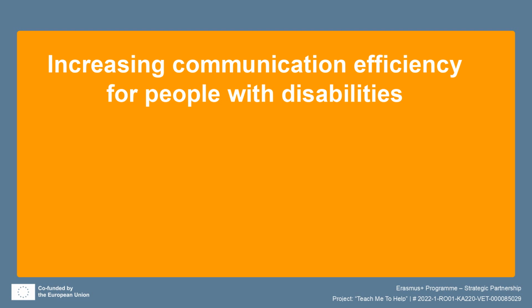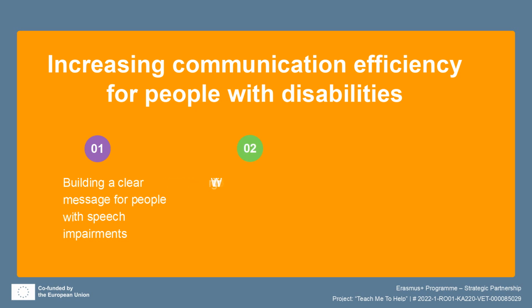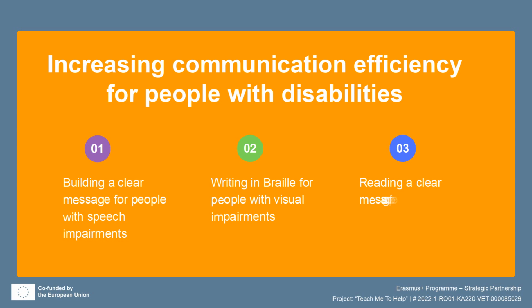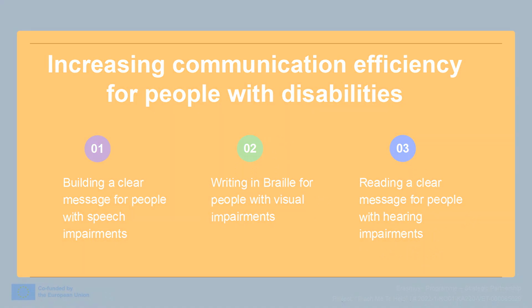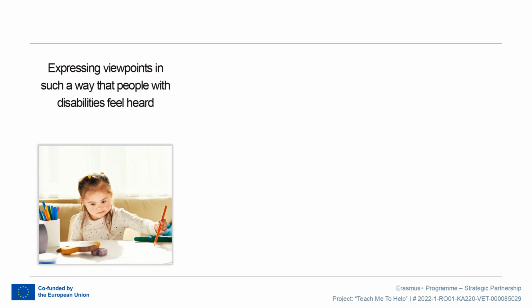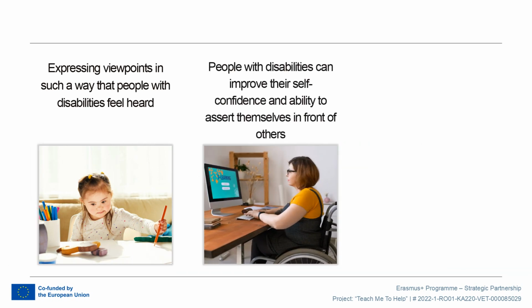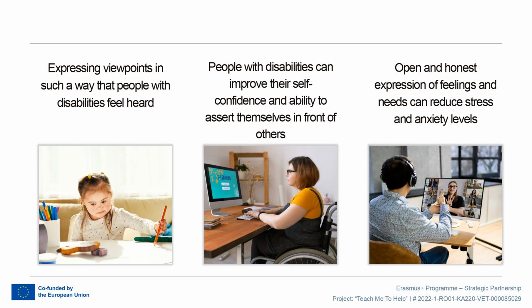Increasing communication efficiency for people with disabilities. 1. Building a clear message for people with speech impairments. 2. Writing in Braille for people with visual impairments. 3. Reading a clear message for people with hearing impairments. Expressing viewpoints in such a way that people with disabilities feel heard. People with disabilities can improve their self-confidence and ability to assert themselves in front of others. Open and honest expression of feelings and needs can reduce stress and anxiety levels.